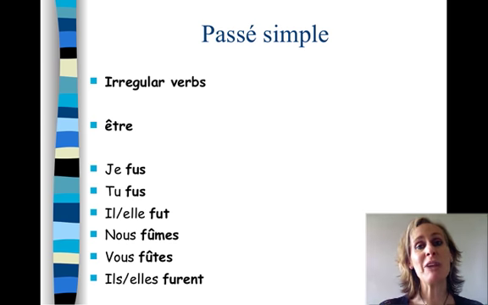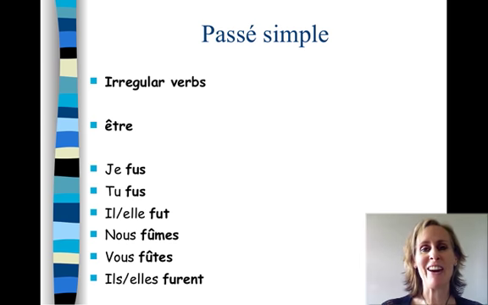There are many irregular verbs, obviously, just as there are in English. Let's start with être because that's one you will probably come across the most. Je fus, okay, it's F. Tu fus, il, elle fut, nous fûmes, vous fûtes, ils, elles furent. As you can see, I know this is irregular, it's got an irregular stem, but there is a pattern nonetheless of these endings. All the passé simple endings look the same.